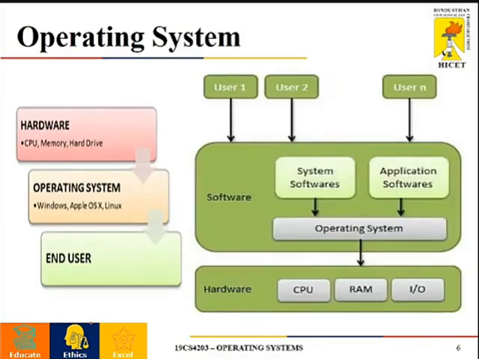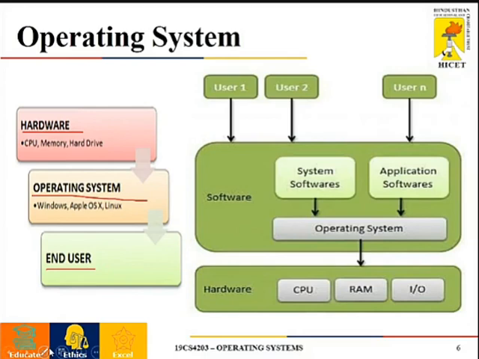Again, we will see a diagrammatic representation for making things simpler to understand. So we have hardware, operating system, as well as the end user. As you can see over here, the hardware. So the various hardware components of the computer are the CPU, central processing unit, memory, hard drive, etc. These are the various hardware components that are present in the computer. Then comes the operating system. So the various types of operating systems that are present are Windows, Apple OS, Linux, etc. Then finally, the end user comes into the picture.